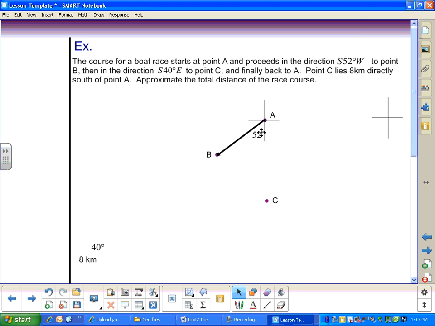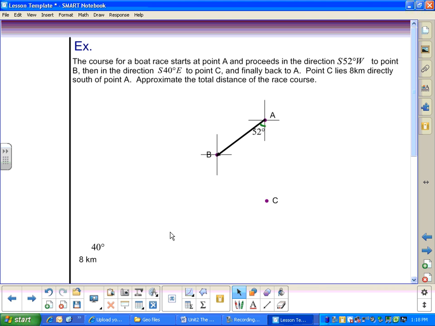And this is why you need those little crosshairs, because this little angle that I've just made only exists if you have a reference of where south is as well. So this little angle right here is 52 degrees. All right, so now the boats are going to turn and they're going to go south 40 degrees east from point B to point C. So again, I need those little crosshairs.